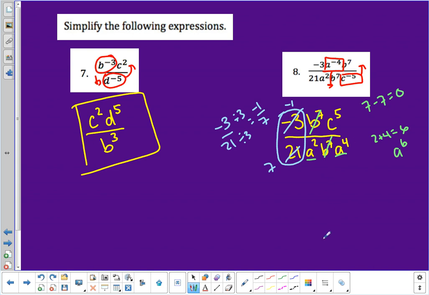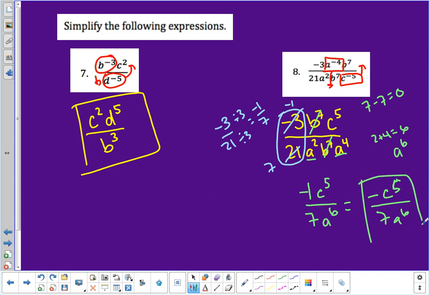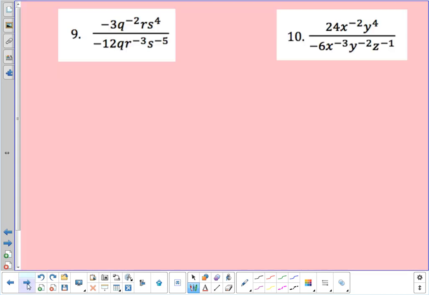So now let's take a look at what I have left. I have a negative 1 on top. C to the 5th I didn't touch. On the bottom, I have a 7, and then I have a to the 6th. Now I will tell you, this is a perfectly fine answer. I would accept that and not take any credit off on a quiz, but on a multiple choice test, this negative 1 you would not see. You would just see a negative c to the fifth over 7a to the 6th. Or you might even see that negative out front of the fraction as well. But that one coefficient you probably would not see. Okay, let's take a look at number 9.